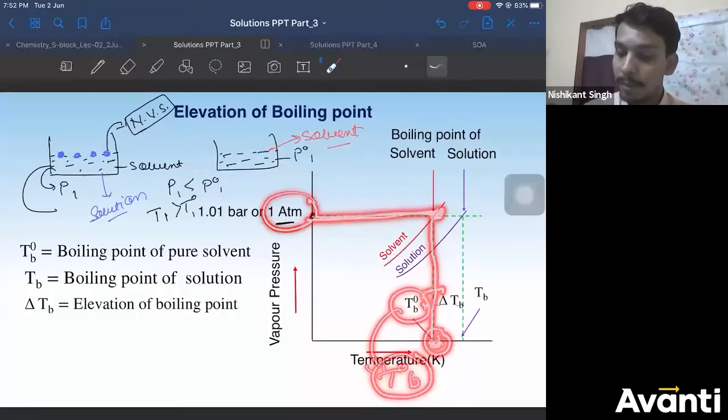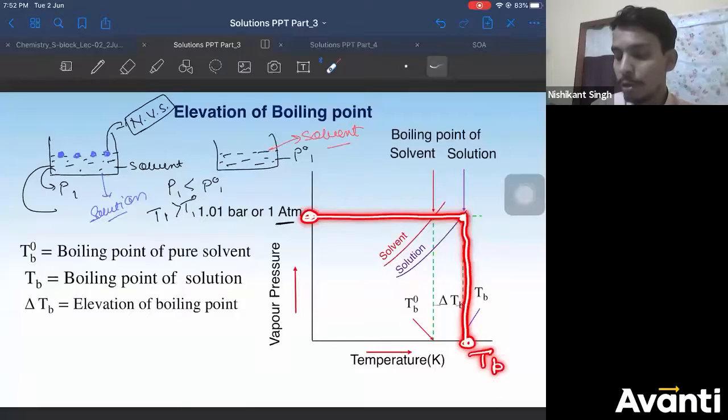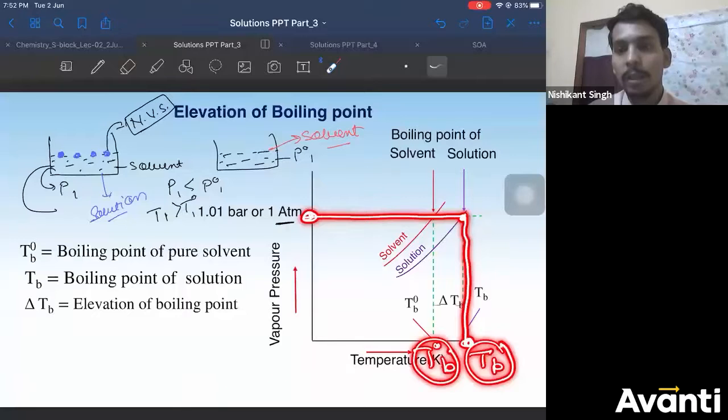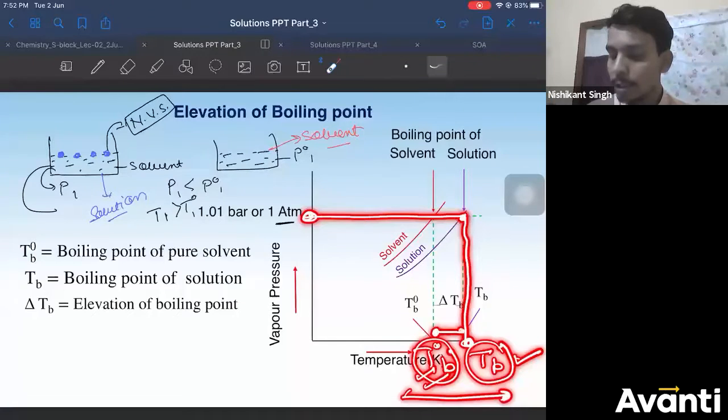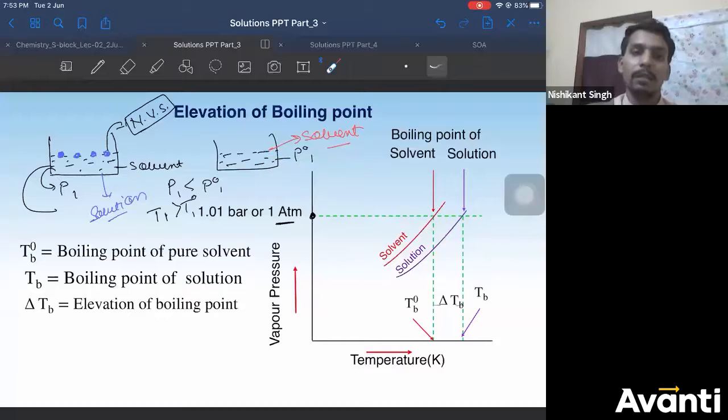Then do the same thing. Vapor pressure of solution becomes equal to 1 atm at this temperature. So this is your boiling point of solution, TB. This is your boiling point of solvent, T0B. We know left to right temperature is increasing. So you see TB is greater than T0B. Here the boiling point was this, and now the boiling point has increased to this value, right? This difference is represented as delta TB.